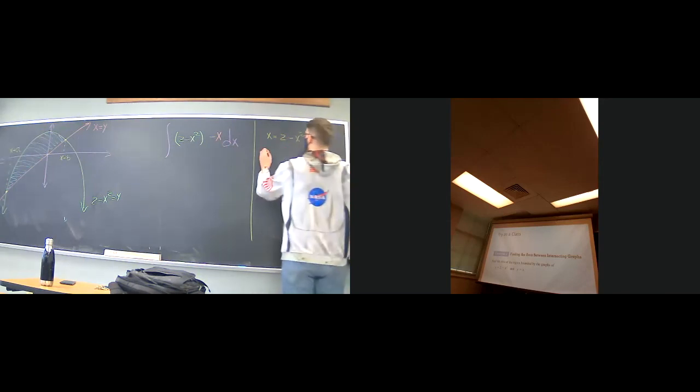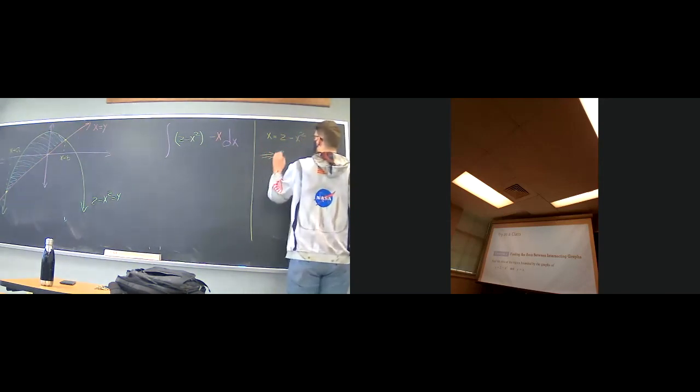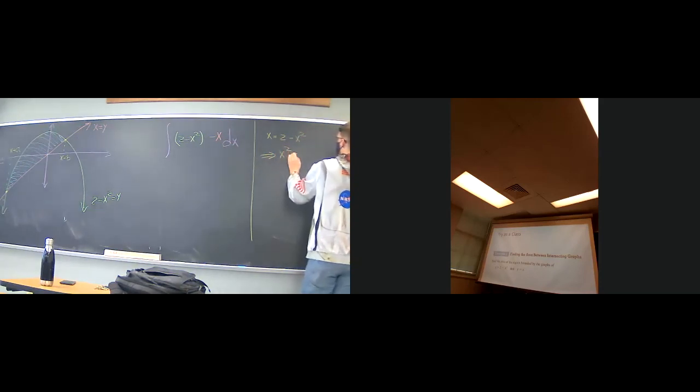Well, if that's the case, then we can rewrite this by subtracting 2 minus x squared from both sides. We're going to get x squared plus x minus 2 is equal to 0. All I did was subtract this from both sides.